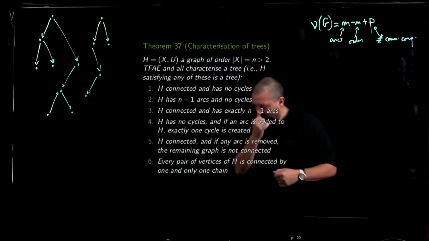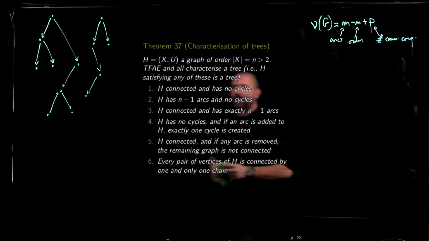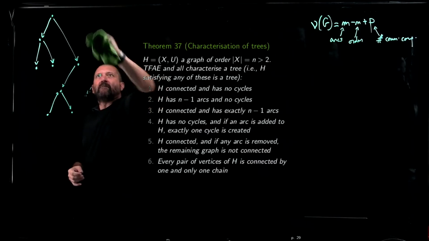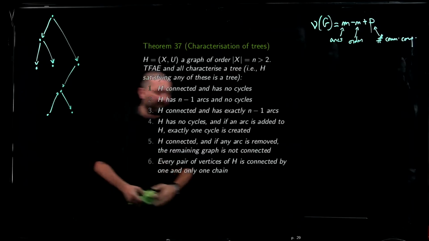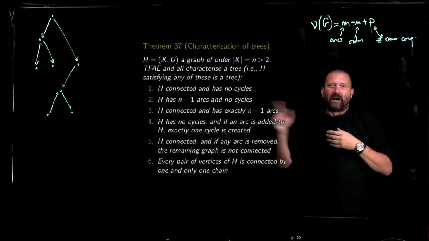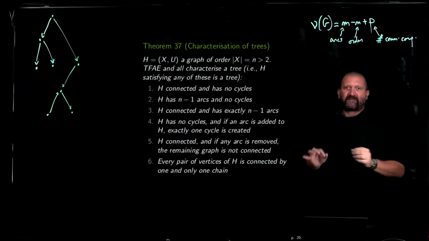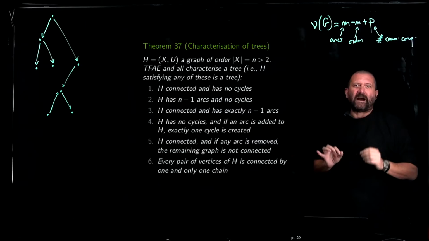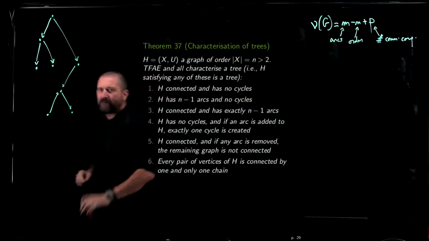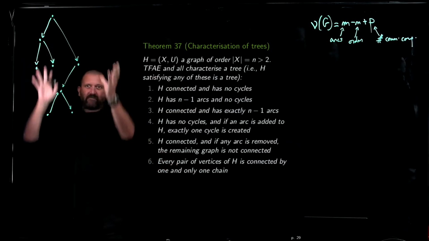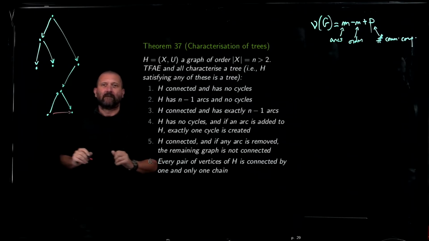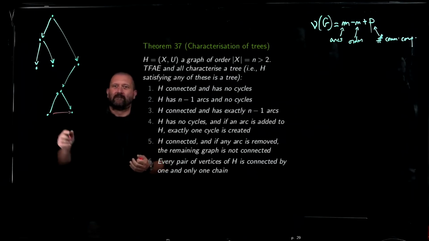And perhaps, before I go any further, while I'm explaining this, let me erase this because I will use this example tree here to show you what this means. Where was I? Yes, H has no cycle, and if I add an arc, I create exactly one cycle. So what this is saying here, for instance, is that here I have a tree, I add an arc to this tree, I've created a cycle.